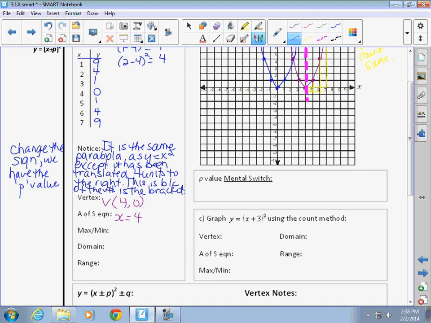My maximum or minimum hasn't changed from the original graph. It's still at 0. It's going up, so it's a minimum at y is equal to 0. My domain, set of values for x such that x is any number we want. Our range then, curly bracket, is a set of values for y such that y is greater than or equal to 0. Y is an element of real numbers.